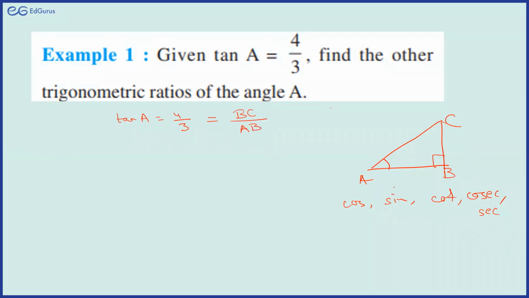Right? Now when I am finding sine or cosine, I need the hypotenuse, and the hypotenuse is not given. We can use Pythagoras theorem to determine the hypotenuse. So before we do that, let's assume now this is 4/3. So we can assume BC is 4x and AB is 3x, right? 4/3 I can write as 4x/3x. Ma'am, but why are we putting x here? Yes, because this is the ratio.